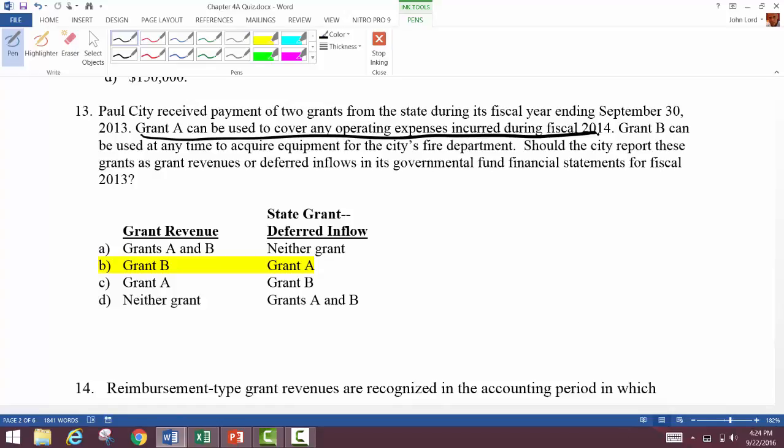Okay, so what happens? How should we report these in 2013? Well, we've got grant revenue for the one that they said we can use any time, right? Not pretty much. They said we could use it anytime. So that one's revenue over here. Grant A, because they put a time requirement, I can't use that until what? 2014. That's a time requirement, so that's a deferred inflow.